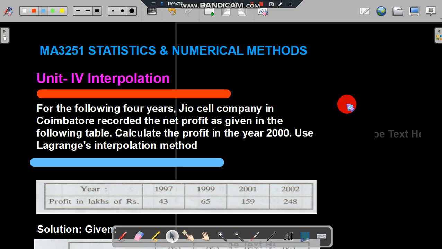mathematics subject MA3251, Statistics and Numerical Methods. This is the title of your paper, in which the fourth unit is interpolation and numerical integration and differentiation. That's the title. First, we are going to discuss unit 4, interpolation. So what is the meaning of interpolation?